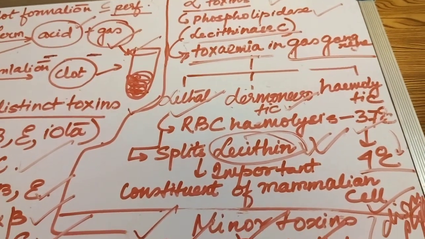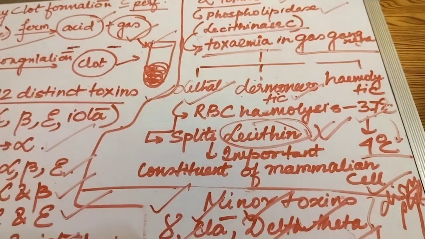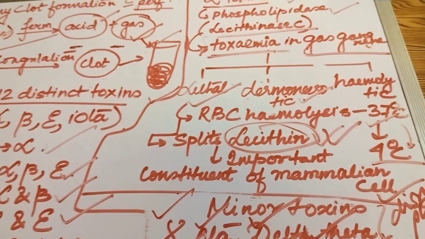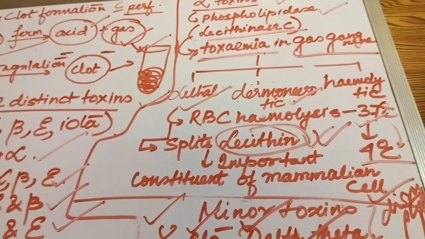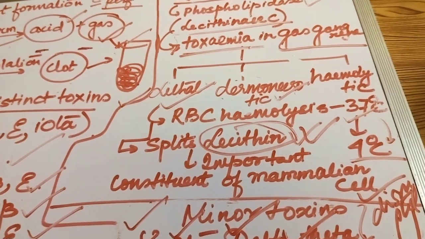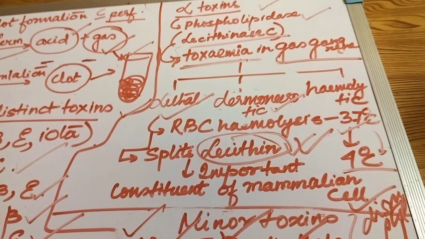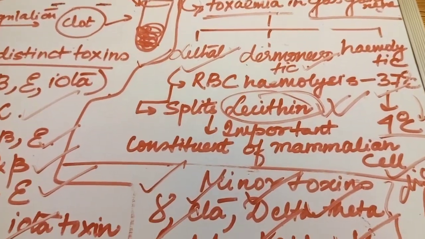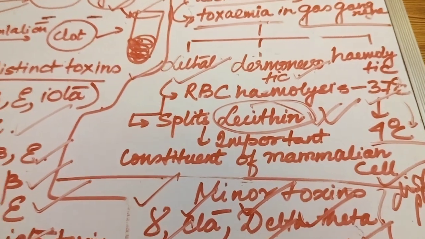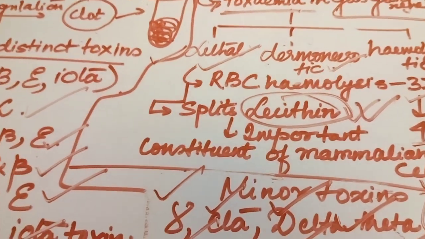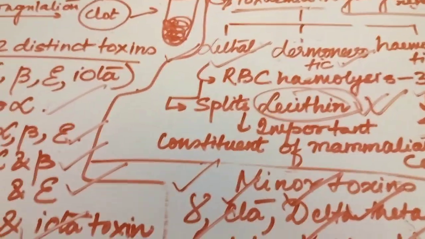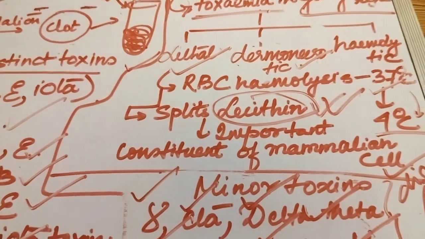I have already discussed what is dermonecrotic and what is hemolytic, and then it undergoes RBC hemolysis at 37, and chilling to 4 degrees C. Lecithinase basically splits the lecithin and destabilizes the plasma membrane of the mammalian cell such that it can be killed, or the penetration of toxin for protein disruption or degradation becomes easy, because it is also proteolytic. The toxins are also saccharolytic.